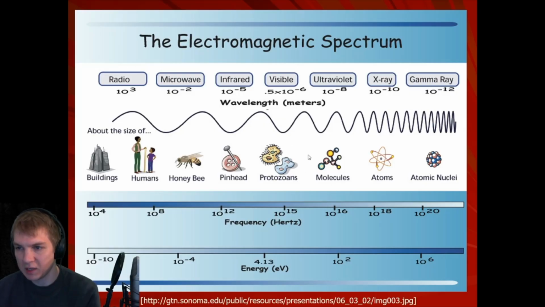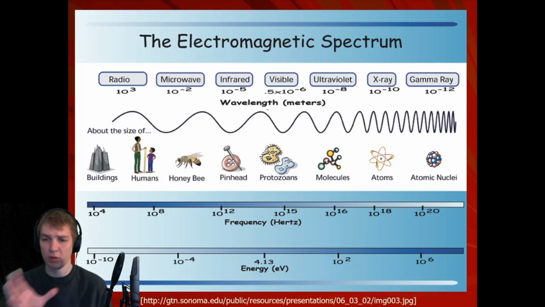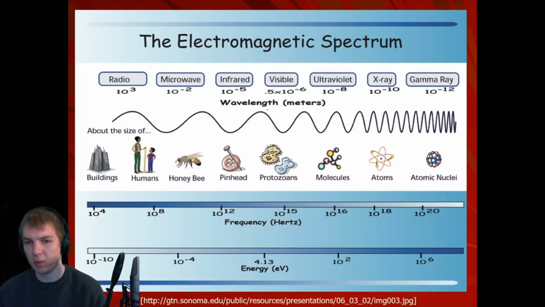And then we start to get to ultraviolet light, where the waves are the size of molecules. So those ultraviolet waves are really small. X-rays are like the size of atoms, and then gamma rays are the size of atomic nuclei. So just the nucleus of that atom right there. So once again, going from radio waves all the way to gamma rays, we're going from large waves to small waves, a large wavelength to a small wavelength.